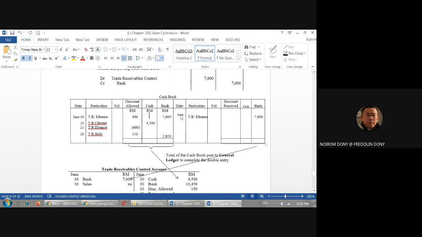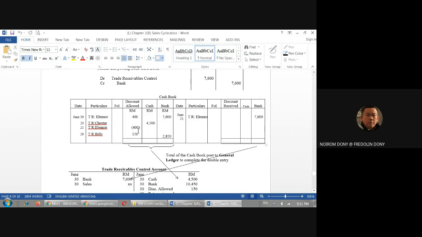Okay, you open up the individual account in the sales ledger. So trade receivable Eleanor. You record on the credit side, and you put the particular as bank, because it comes from the bank column, and then 400 on the credit side also. Since this is from the discount allowed column, you put the particular as discount allowed. And Chester, 4,005. Record on the credit side and the particular, because this comes from the cash column, you put cash.